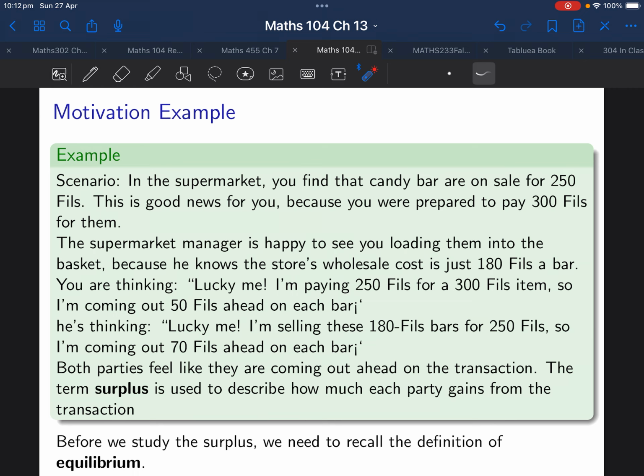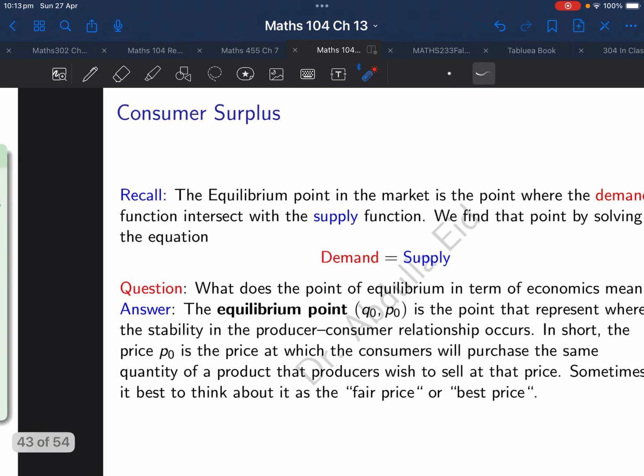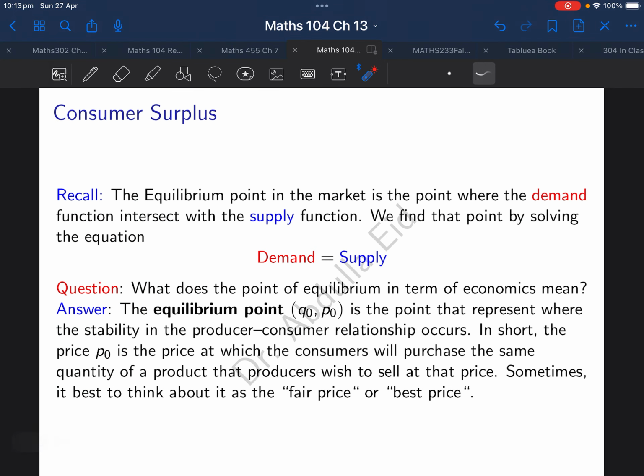And in order to focus on our subject for today, which is the surplus, we need to focus on the equilibrium point. Remember the equilibrium point is where the demand curve intersects with the supply curve. So the demand should equal the supply. Now, let's go back to demand equal to supply. As I just mentioned, demand equals supply. But what does it mean? This means the stability in the producer-consumer relationship occurs.